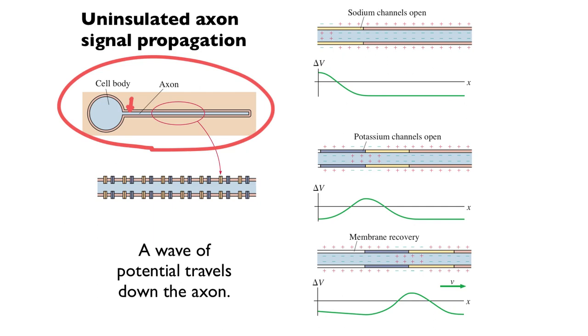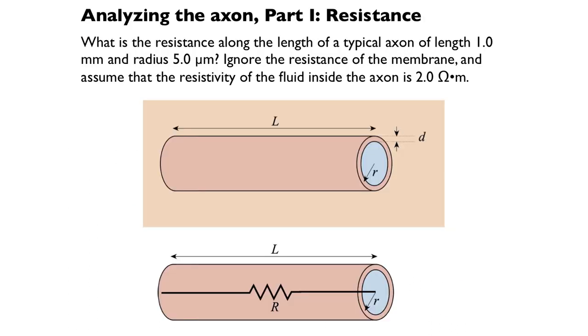So if you trigger this ion channel, you trigger the next one, which triggers the next one, which triggers the next one. And I get this wave of action potential that makes its way down the axon. And that is how a signal will propagate in an uninsulated axon. Now, we're going to analyze this using physics because this is a classic physics problem right here. Now let's talk about how you would do this.